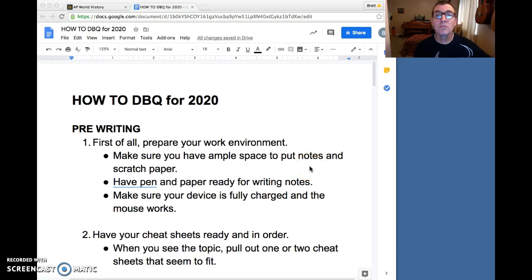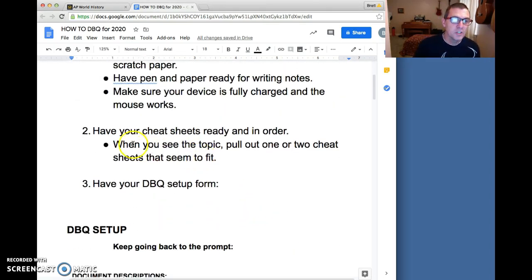Have your cheat sheets ready. You know you have to have cheat sheets ready this week. Have most of them done, hopefully. When you see the topic, they'll tell you the time period, and they'll tell you the prompt. So in the prompt, they will show you which cheat sheets you need to have ready. So if it's on trade in sub-Saharan Africa, then boom, you go straight to that one and away you go.